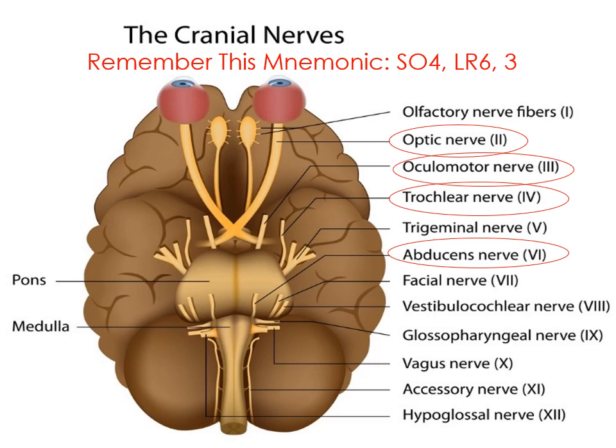The mnemonic to remember your cranial nerve innervation is this: SO4LR63. This means that the superior oblique is innervated by the fourth cranial nerve, the lateral rectus by the sixth, and all the other extraocular muscles are innervated by the third cranial nerve.